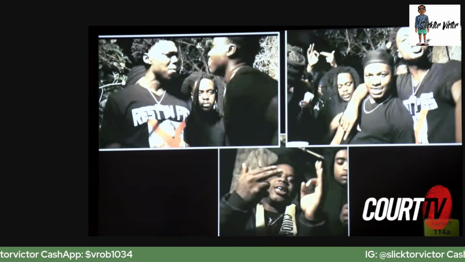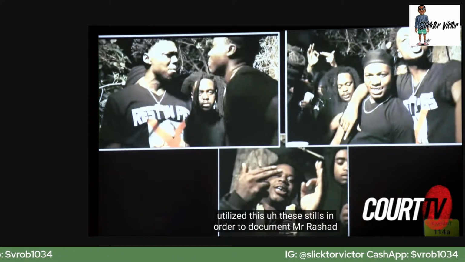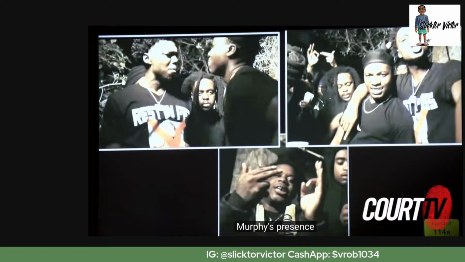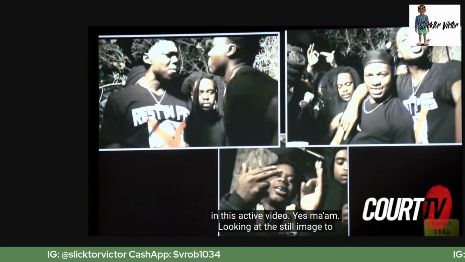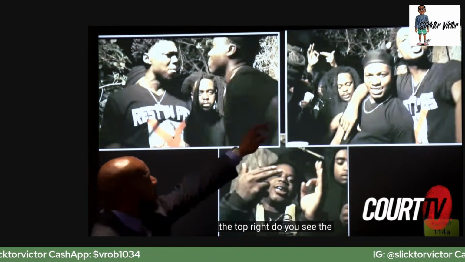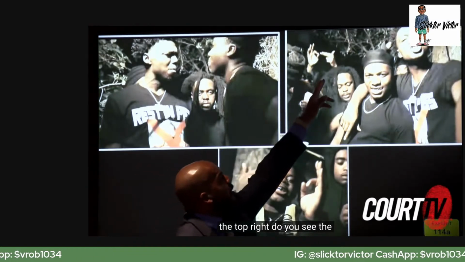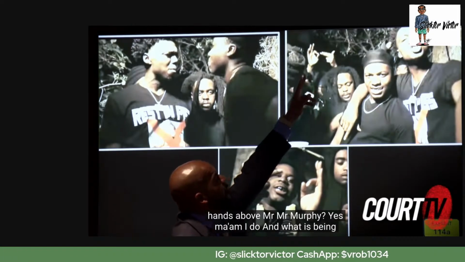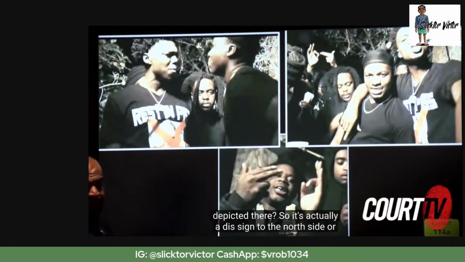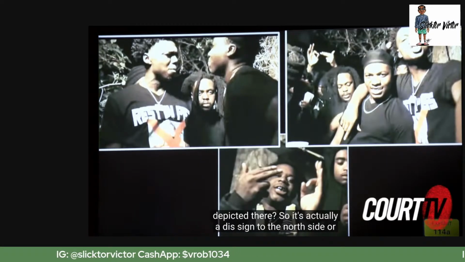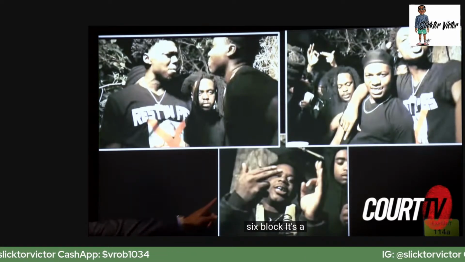Yes, ma'am. Looking at the still image to the top right, do you see the hands above Mr. Murphy's head? Yes, ma'am, I do. And what is being depicted there? It's actually a diss sign to the north side or 6th block. It's a handgun pointed towards the 6 hand symbol. And at the bottom of your screen there with Mr. Creep, that would be the same.